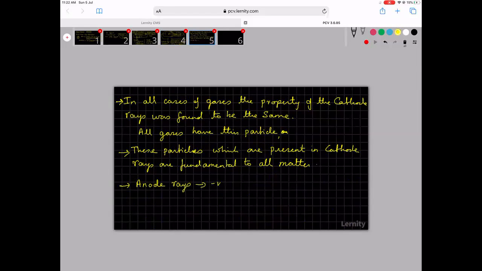Because they were going to the negative plate, they said that these anode rays must be positive in nature. Not only that, they saw that if the nature of the gas changes, one of the characteristics of the anode rays changes. The nature of the anode rays changes.